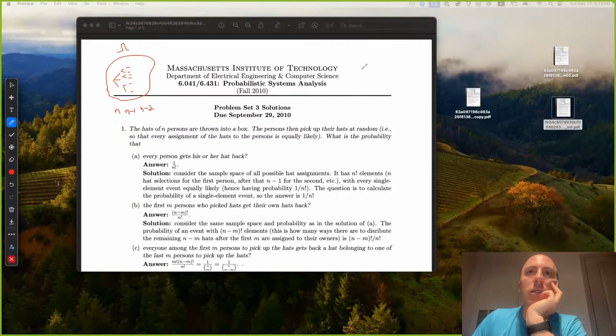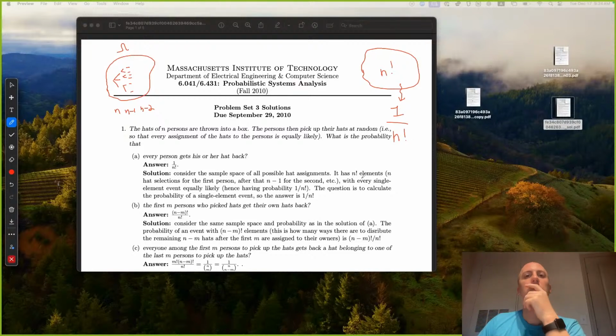Yeah, in that case, if you just have n factorial things, then to pick any one out of those, there's a 1 over n factorial chance that you'll do that. The question is to calculate the probability of a single outcome. Yeah, so that's good. Cool.